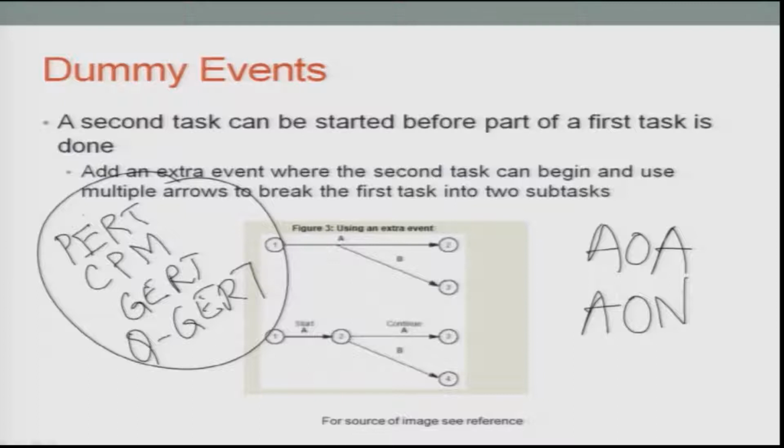These are just for information. I am not going to discuss them in detail, because this is not directly part and parcel of TQM. If somebody is doing project management, obviously PERT, CPM, JERT and Q-JERT would be important.